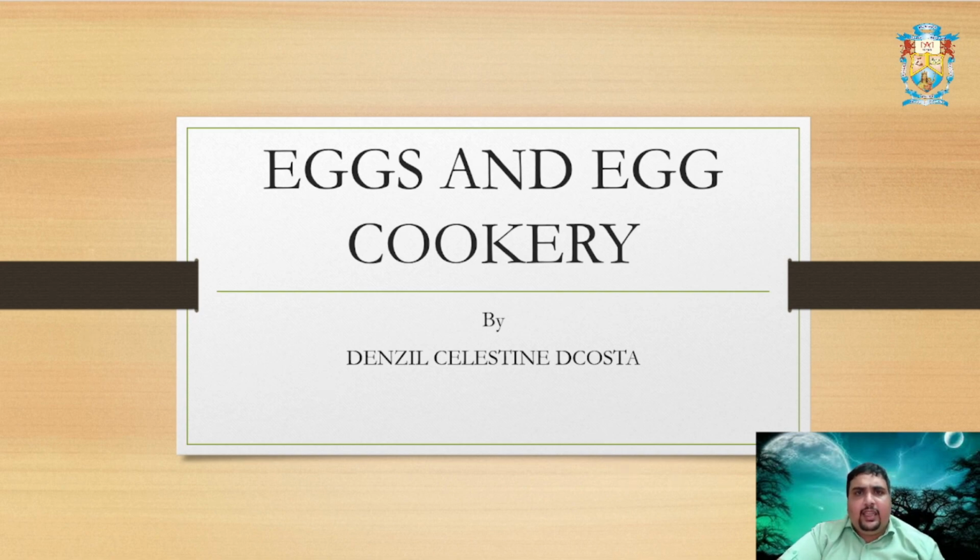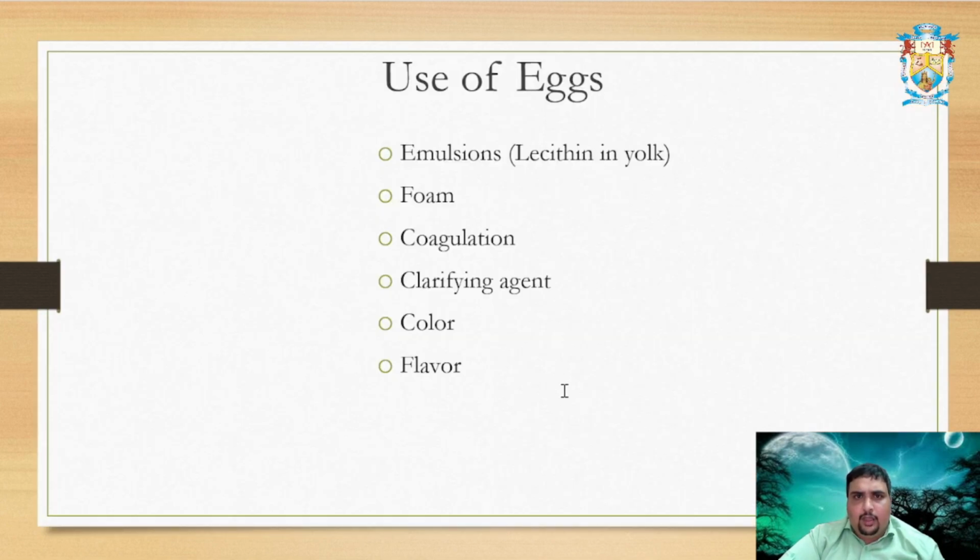First, let's see the uses of an egg in the culinary industry. So let's see what the uses of an egg are. First use, a very important use, is emulsion. The quality of emulsion is received from the substance called lecithin in the yolk. This helps two unmixable liquids such as oil and water to mix together.